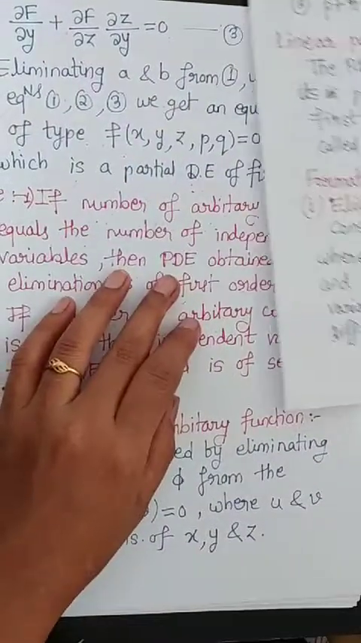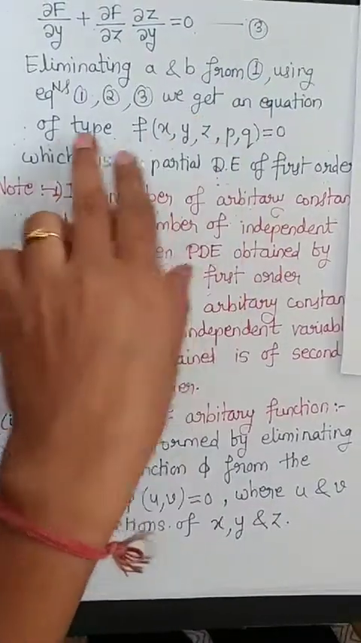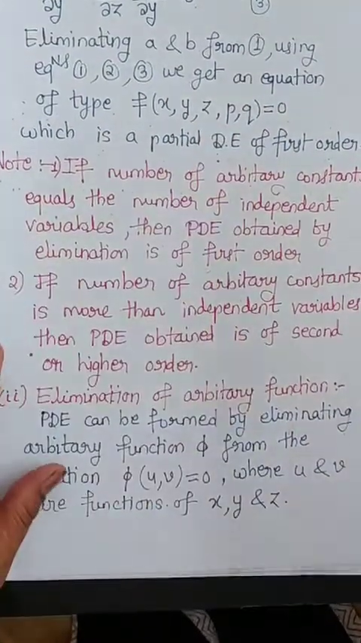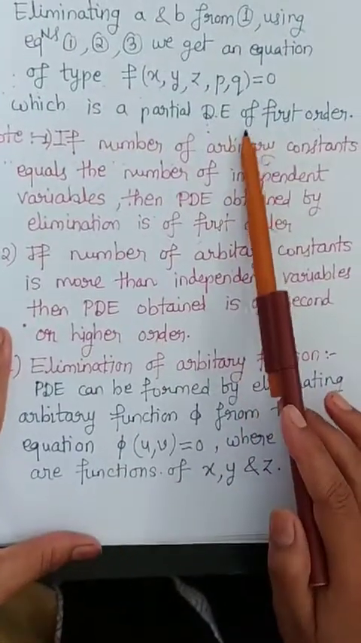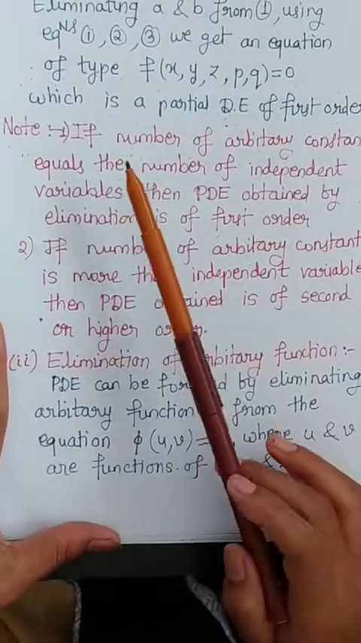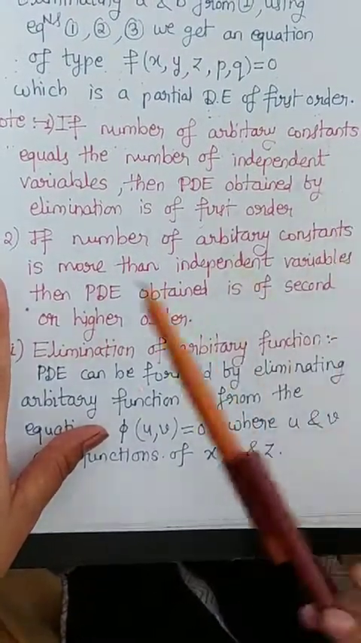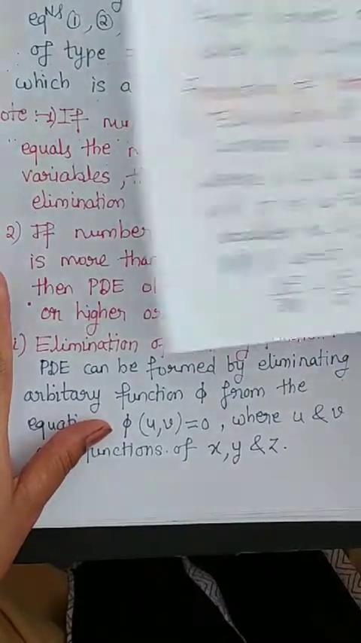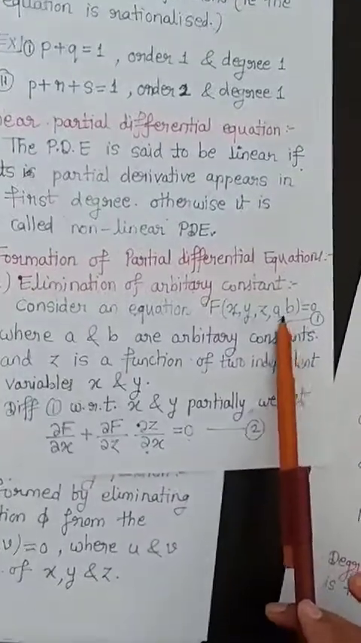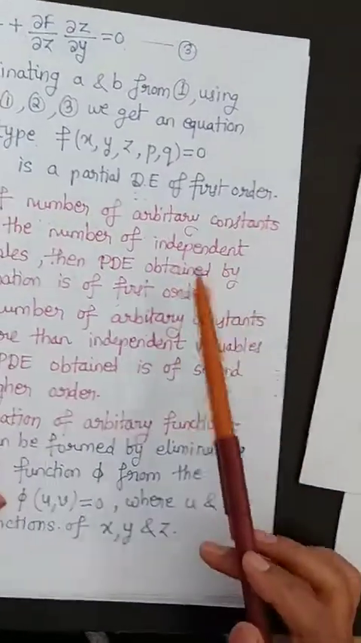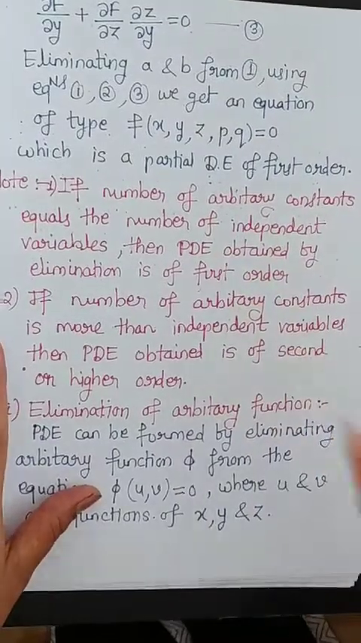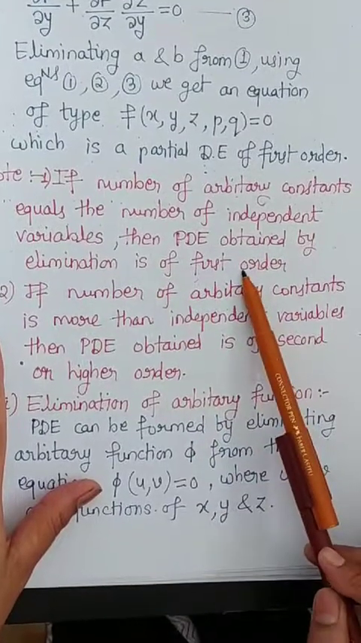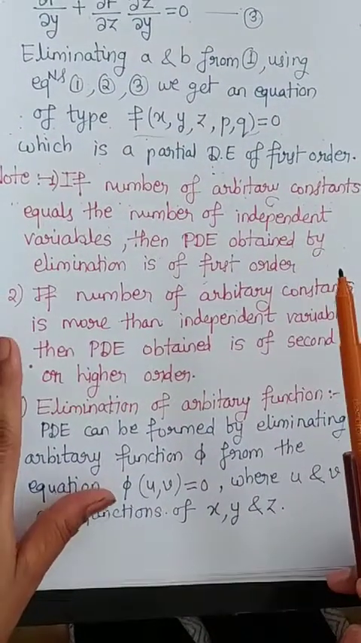So, eliminating a and b from equation number 1 using equations 1, 2, 3, we get an equation of the type f of x, y, z, p, q equal to 0, which is a partial differential equation of first order. Now, note here, if the number of arbitrary constants equals the number of independent variables, say for example, in this question, the arbitrary constants are a and b, right? And the number of independent variables is 2, x and y. Then the partial differential equation obtained by elimination is of first order. That's why we are getting here a first order differential equation.